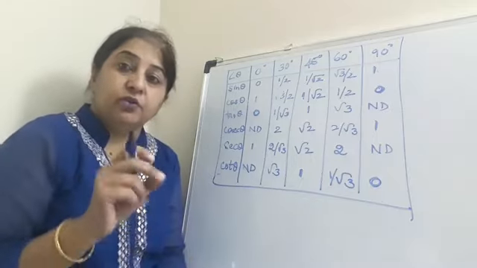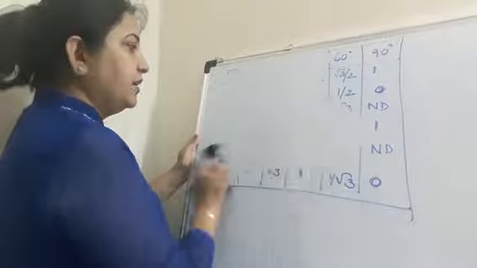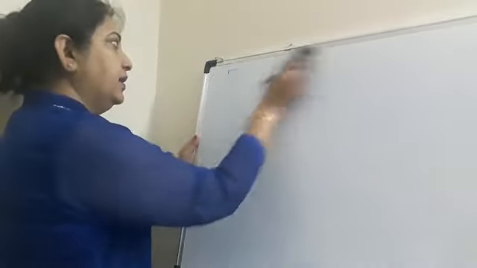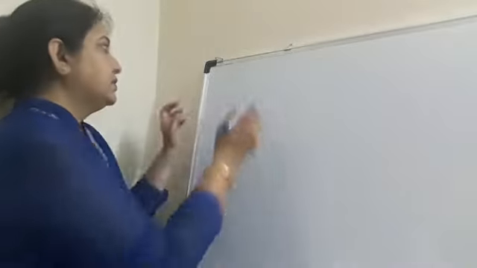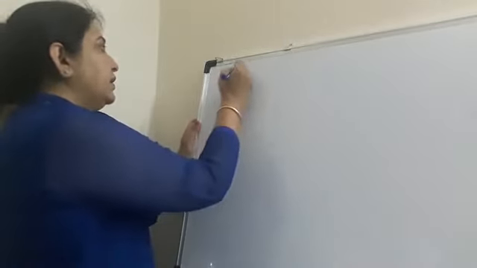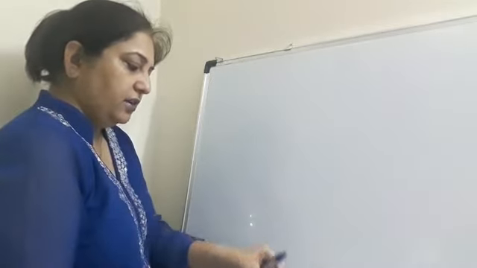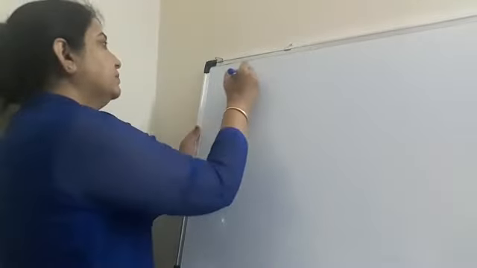Let's begin with 45 degree. You have to make this table in your notebook and learn them, and then you will be able to complete the problems or the sums. Let's begin with the value of which angle? 45 degree. So I'm beginning with 45 degree.